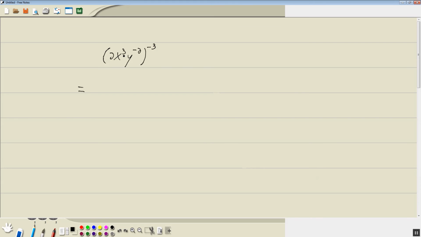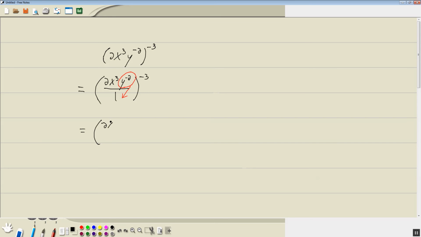I'm going to focus on what's inside the parentheses first. I'll follow my order of operations. Order of operations says to handle what's inside the parentheses, and right away I notice I got a negative exponent. So we're going to create a fraction. I'll put the 2x to the third, y to the negative 2 over 1. Because I know how you get rid of a negative exponent is you move it opposite where it's at in a fraction. So the y to the negative 2 I'll move down below.